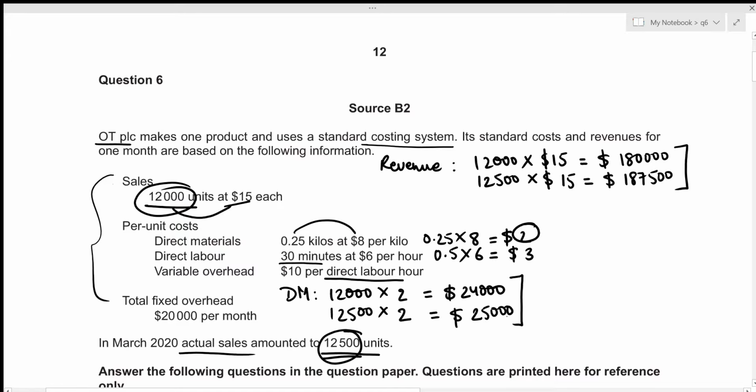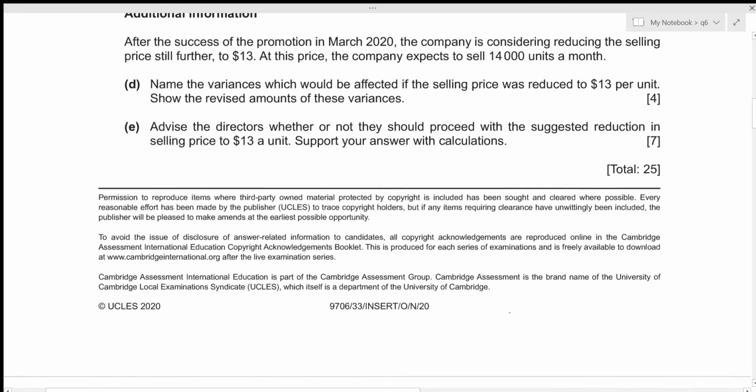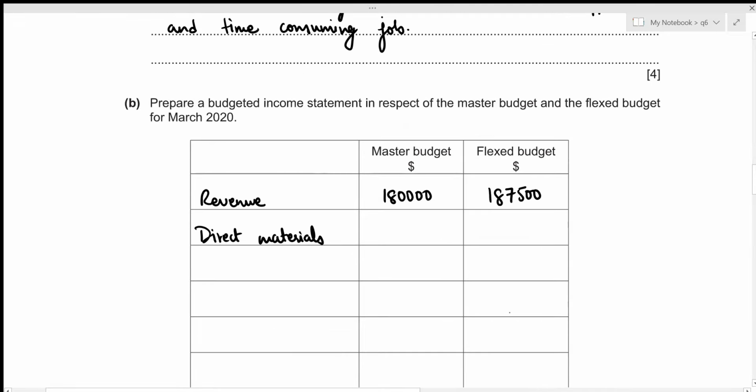Let's substitute these two values into our statement. That's 24,000 for master budget and 25,000 for flex budget. And since this is an expense, I'm just going to write it down in a bracket indicating that this needs to be subtracted. Then our next cost would be that of direct labor.